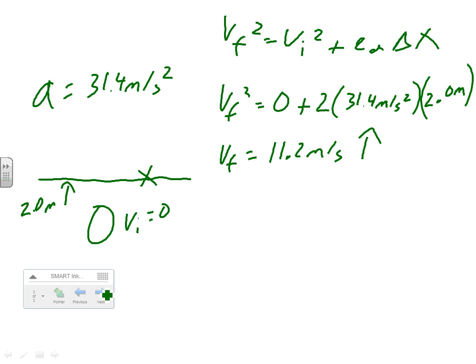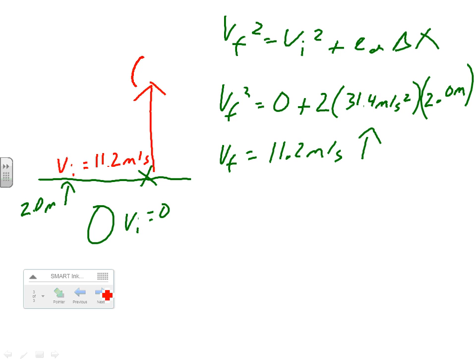Now the other part of this problem was to figure out how high above the water the ball goes, because it's going to shoot up out of the water. Here's what we know. We know the ball leaves the water with what we're now going to call an initial velocity of 11.2 meters per second. The ball is going to go up to some height where it's going to stop. We're going to call that VF. Once it leaves the water, the acceleration of the ball is gravity, negative 9.8. And we want to find the delta x.